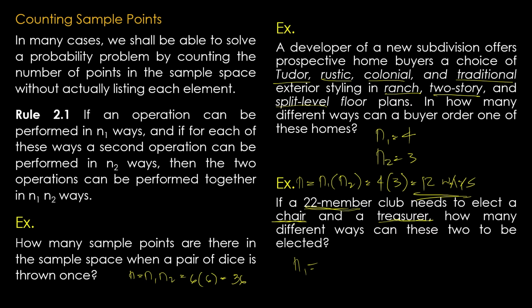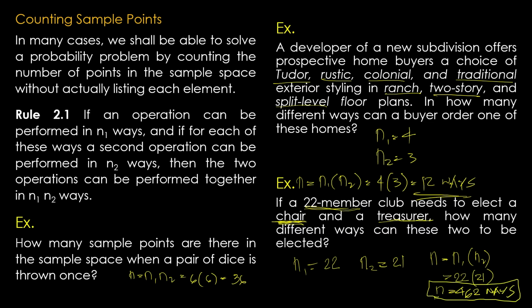So, if you are to choose for the chairman, how many people are available for the chairman position? 22. Okay? For the treasurer position, how many members are available? Very good. Since one was already elected as chairman, the choices are 21 people. So, the total number of sample points is n equal to n1 times n2. That would be 22 times 21. What is n? Please compute. 462 ways. Okay, thank you so much.